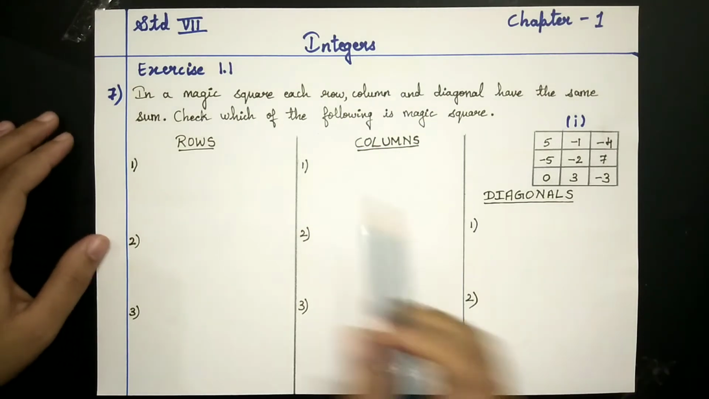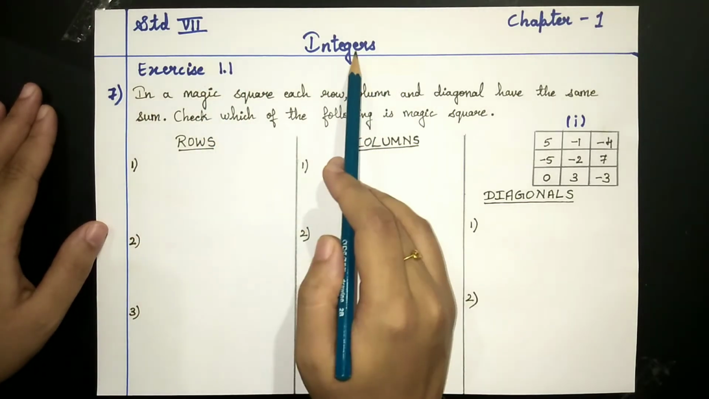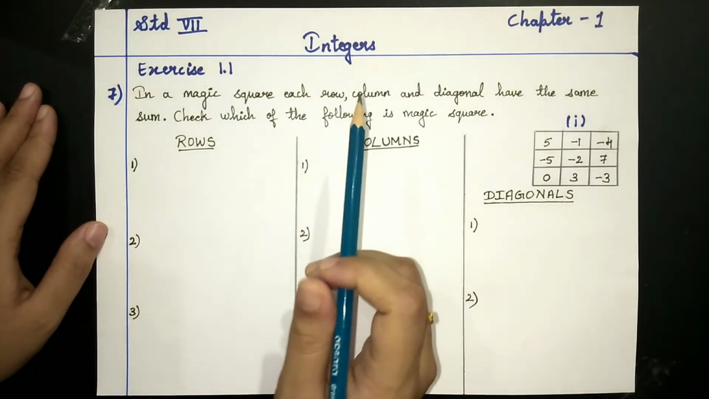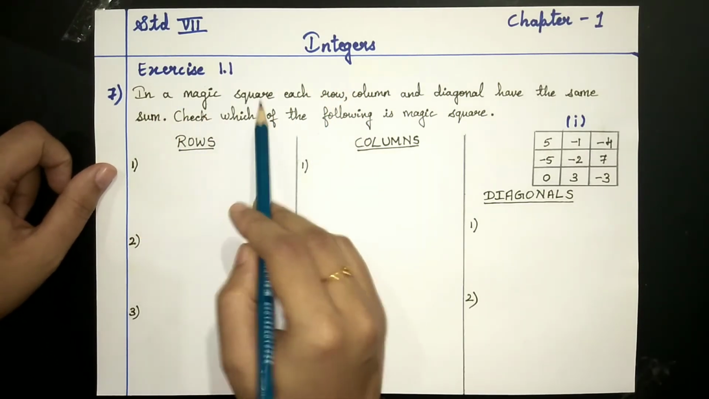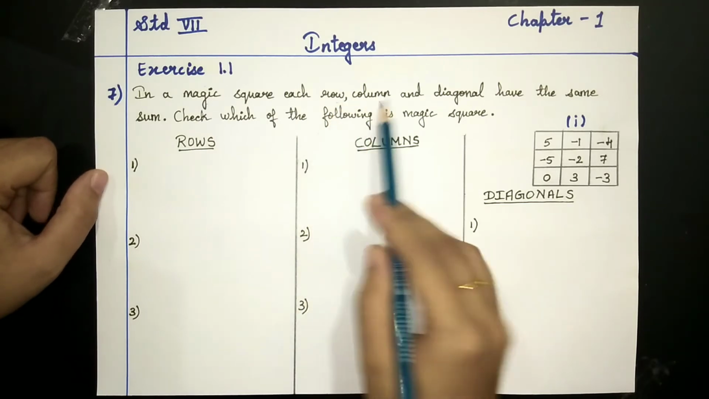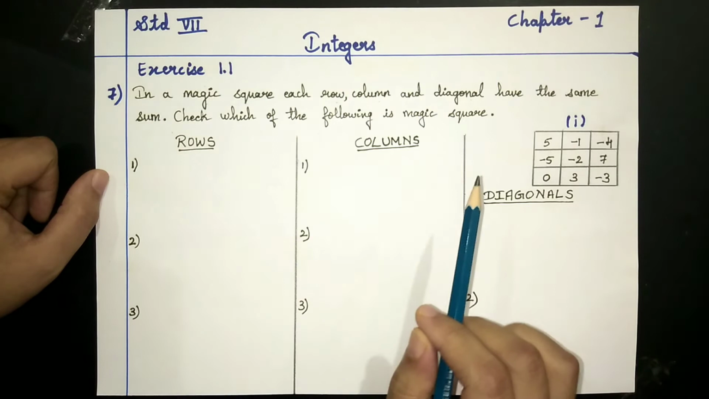In this video I will be solving the 7th sum of exercise 1.1 of the chapter Integers of standard 7th. So let's see what the question is telling. In a magic square, each row, column and diagonal have the same sum. Check which of the following is a magic square.